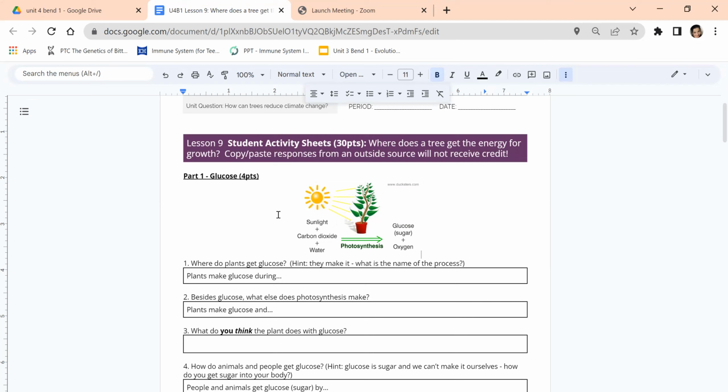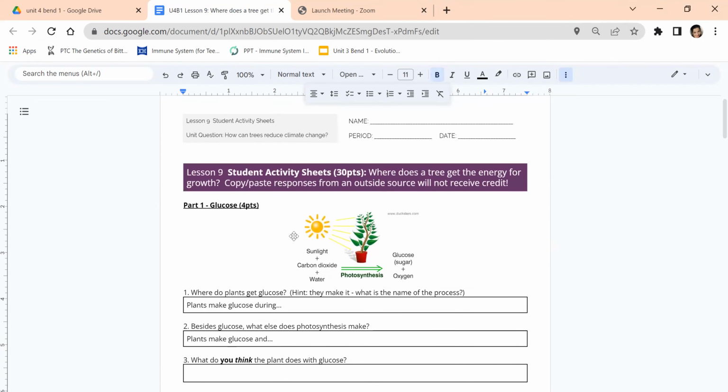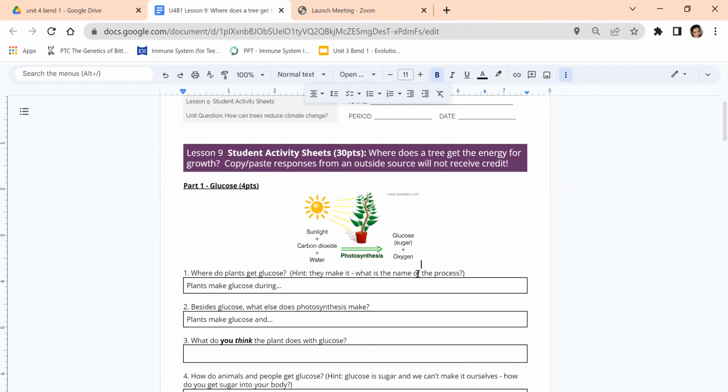So we learned in our last lesson that sunlight, carbon dioxide, and water come together to perform photosynthesis. The plant does photosynthesis with sunlight, carbon dioxide, and water. And as a result, the plant produces glucose, or sugar, in other words, and oxygen.